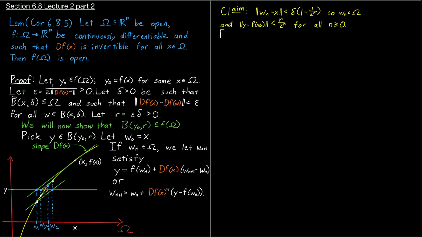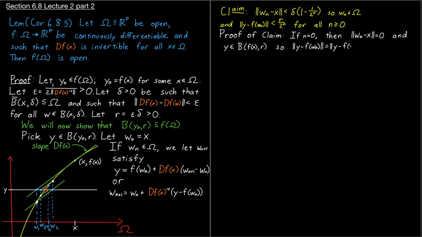Now let's prove the claim. First off, it is obviously true for n equals 0. W naught is indeed x, so this is 0, and y is chosen to be in the ball centered at f of x of radius r. So y minus f of w0, that's y minus f of x, less than r, that's r over 2 to the 0. So we've got our base case. Now, basic induction, we suppose the claim is true for n.